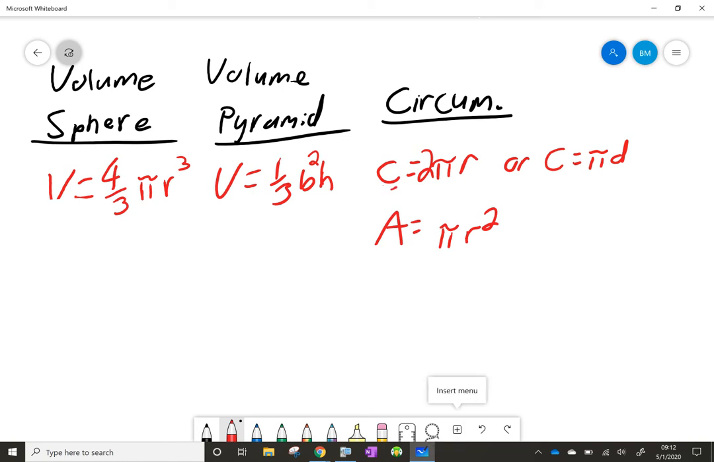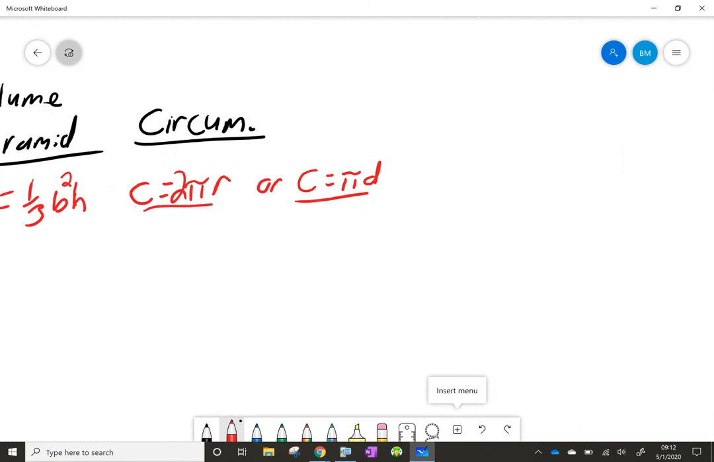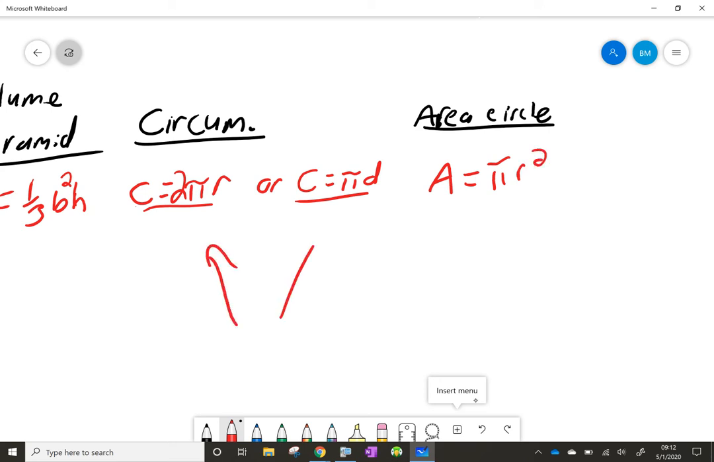So the reason why both of these formulas could work for circumference, let me actually put area on this one. So area of circle. Area, like I said, was A equals pi r squared. All right, so the reason there are two formulas here is because d means diameter, and diameter of a circle is the full length of the circle, right?